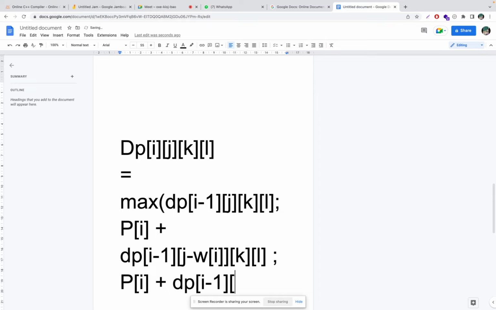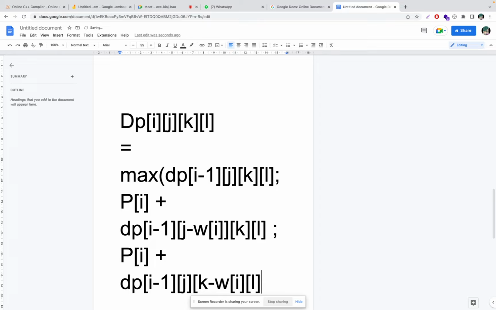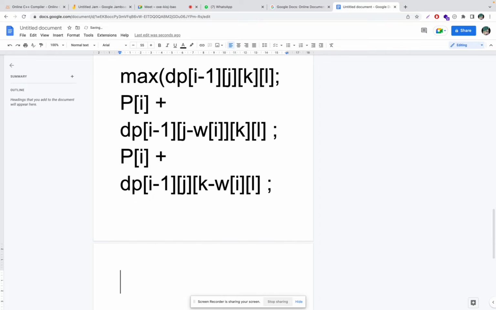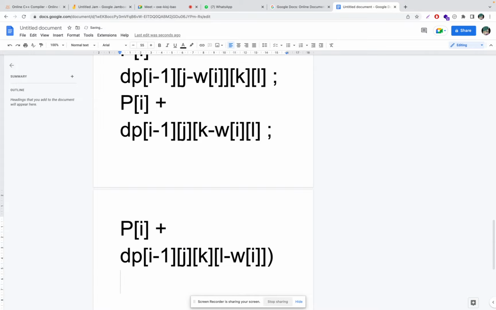dp of i minus 1, j, k minus w of i, l. Okay. Guys, anyone want to tell me the last answer? p of i plus dp of i minus 1, j, k, l minus w of i. So, guys, can you see how easily you were able to solve the harder problems, right? Before this session, if you would have tried, you would be facing lots of difficulty, right, Raj and Ankit? Yes, sir.